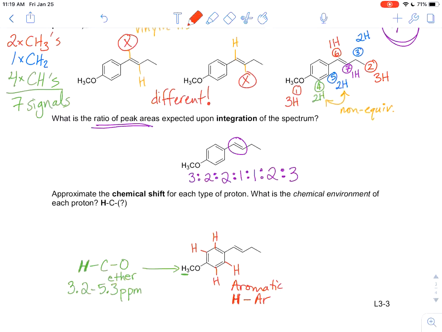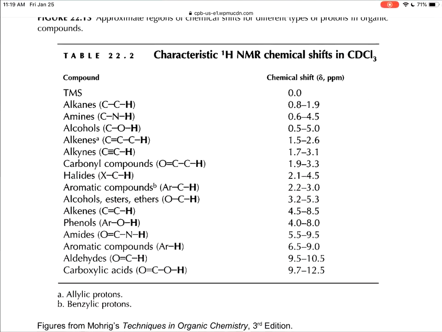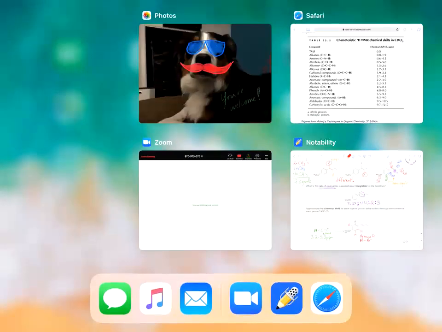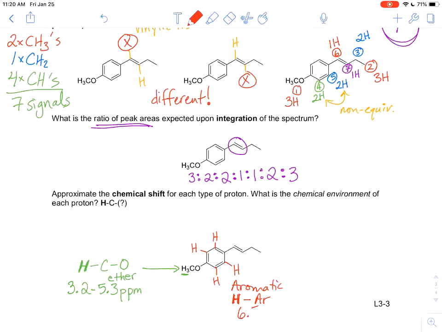So I'm going to switch over to the table. Remember, these are online. We see that there are two different places in the table where you'll find aromatic compounds. You'll find one in the middle, the one with a little b next to it, which has Ar connected to an aromatic ring, connected to a carbon, connected to a hydrogen. But our hydrogen is directly connected to the aromatic ring. So we want to use the one third from the bottom, aromatic compounds, ArH. And that range is 6.5 to 9. So that's where we expect to find these protons.